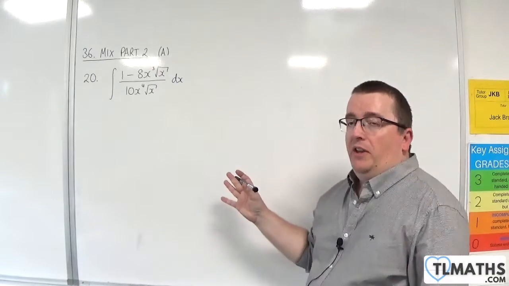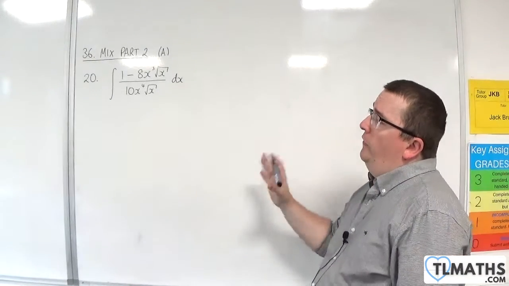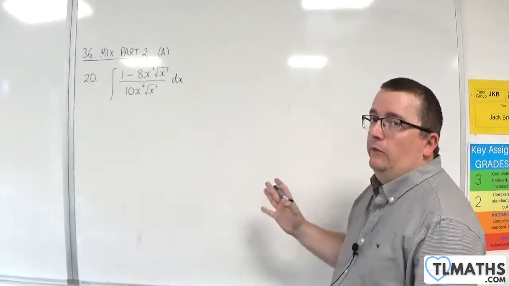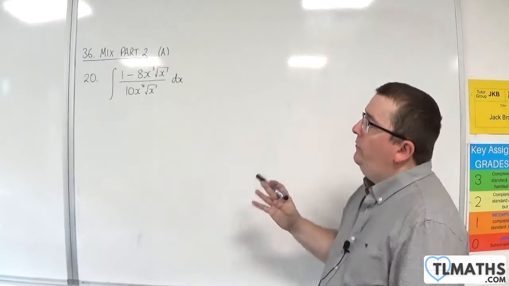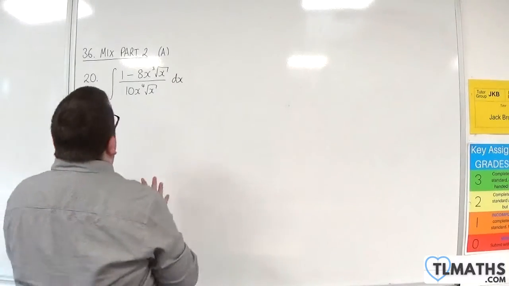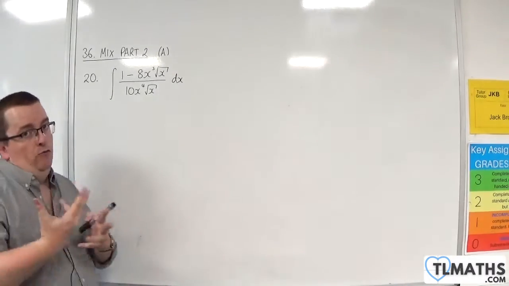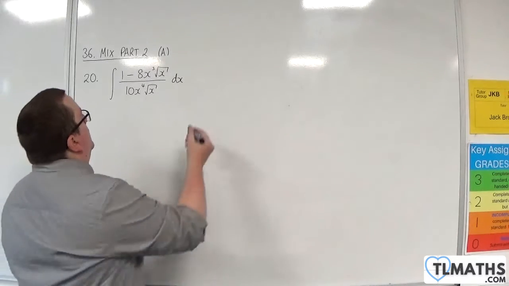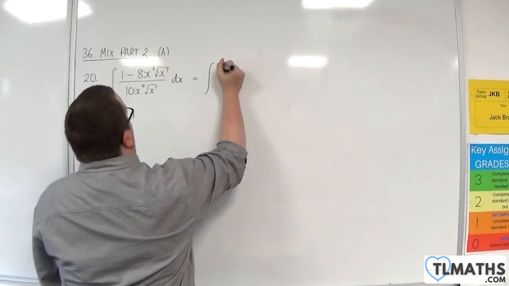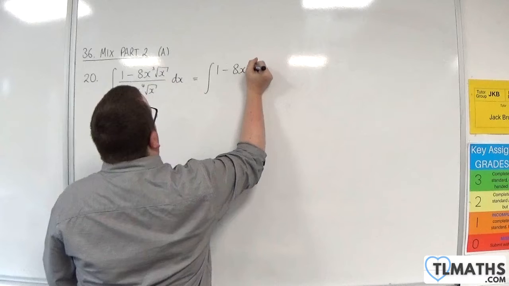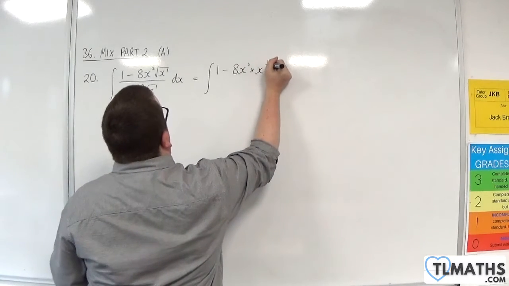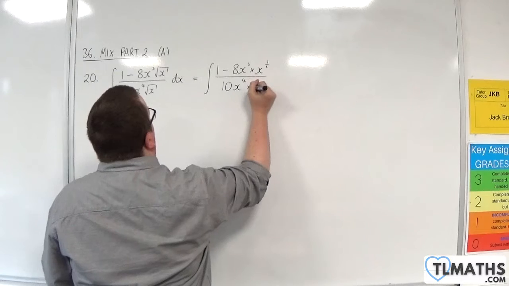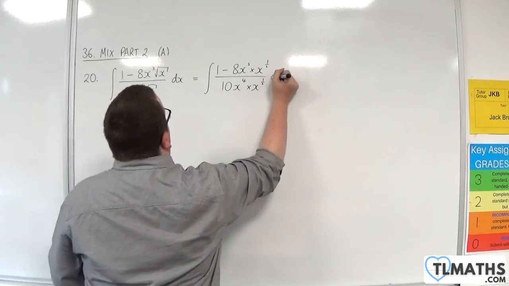This is question number 20, and this is one of those integrals that looks a lot worse than it actually is. This is actually just a first year A-level maths question. So, the first thing to do is to rewrite the root x's as x to the half, and tidy up the indices. So we have (1 take away 8x cubed) times x to the half over 10x to the 4 times x to the half dx.